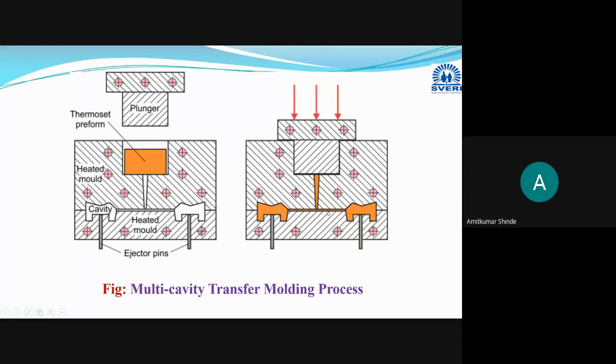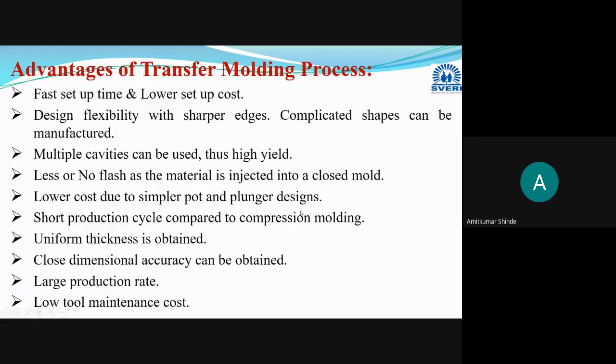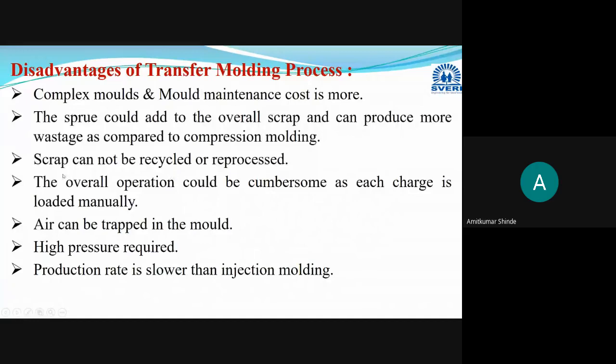Here you can clearly see this is the extra material, so wastage of material is more. And as we are using thermosetting material here, this scrap, whichever waste material is there, cannot be recycled or reprocessed. This is the extra material, and this is your final product. Whichever extra material is there in the sprue, runners or gates will be wasted. So in this way wastage is more due to the sprue arrangement, and the scrap formed cannot be recycled or reprocessed.